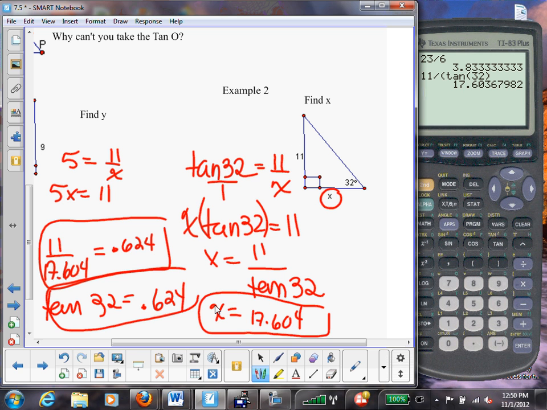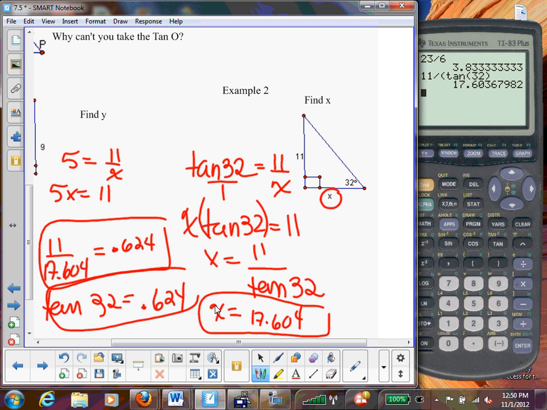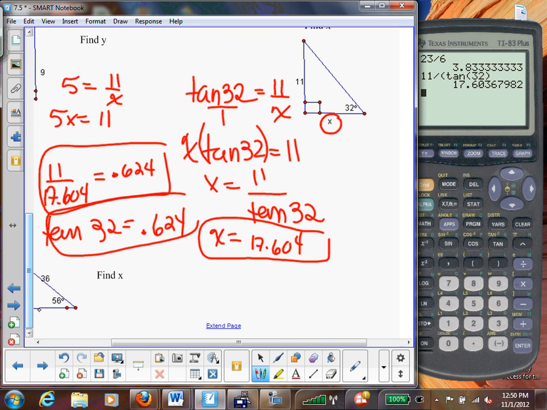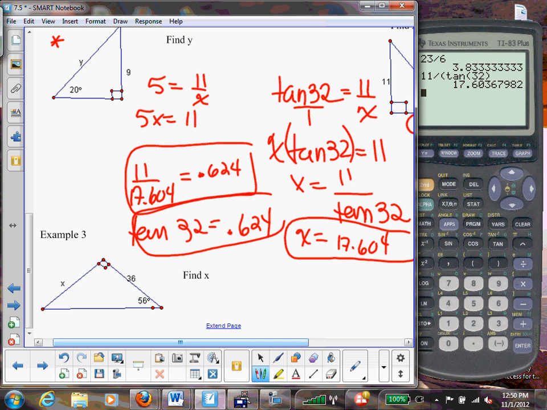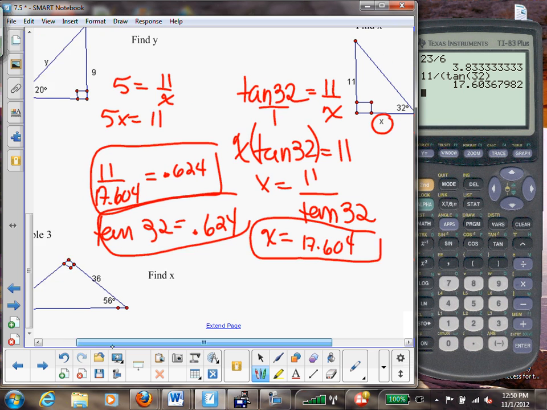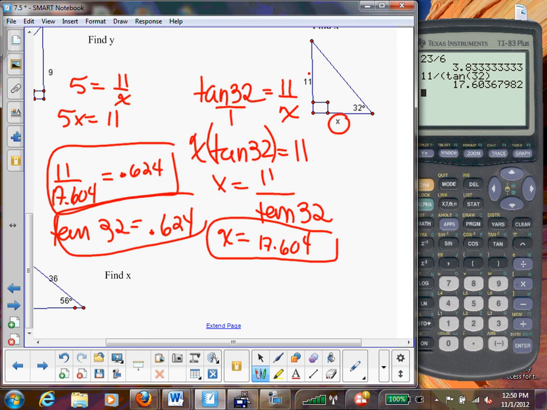Well, if they want you to set up the ratio, then set up the ratio of sides. If they're going to say find x, you're going to have to tell me that the tangent of 32 is equal to 11 over x, the ratio of the sides. I was just showing you why it's working. Yep, Mary? Opposite side length over the adjacent side length. Opposite side length is 11. Adjacent side length is x. Of that angle that we're considering. Okay?